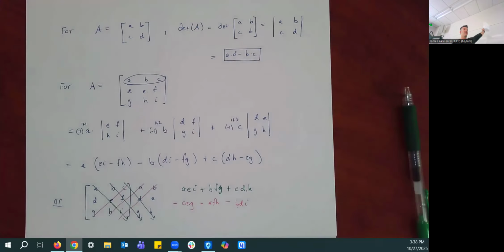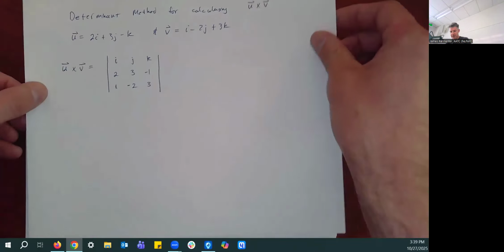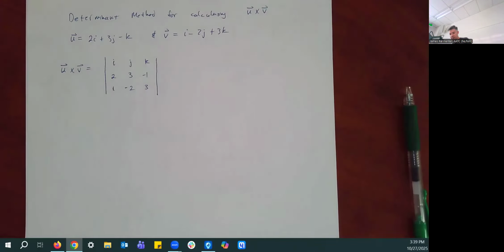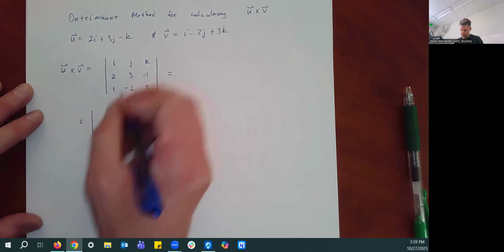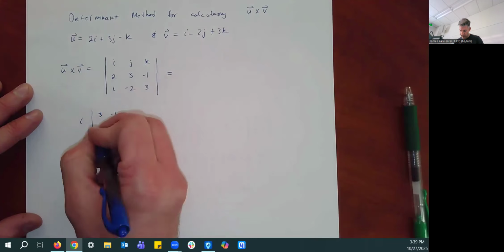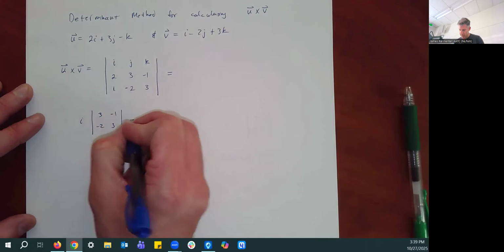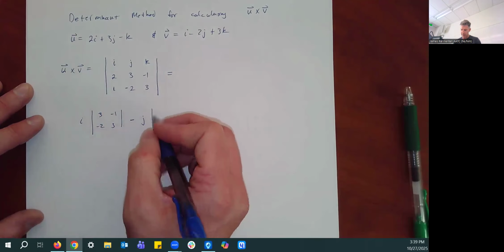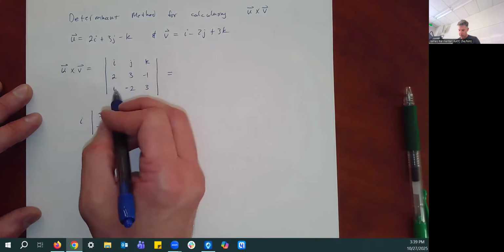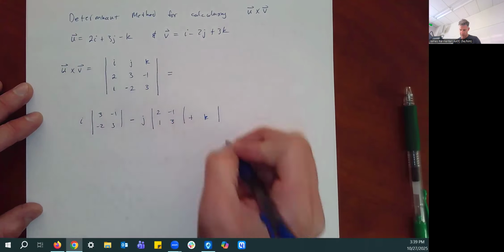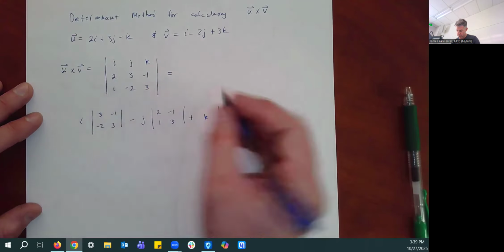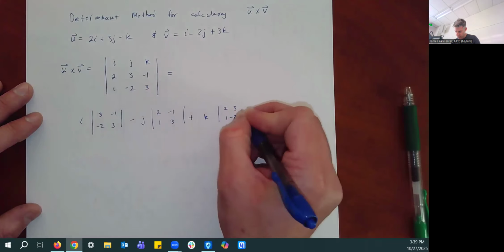So back to the problem we were doing. We're going to find the determinant of this matrix very, very fast by saying it's going to be I times the determinant of the 2x2, 3, -1, -2, 3, minus J times the determinant of the 2x2, 2, -1, 1, 3, plus K times the determinant of the 2x2, 2, 3, 1, -2. And hopefully these are all 7 or -7.